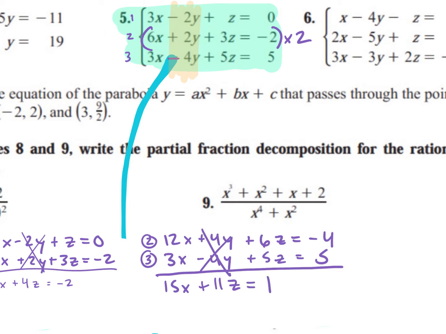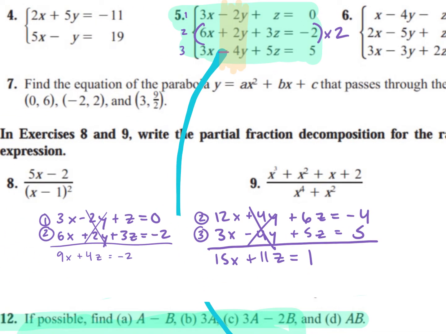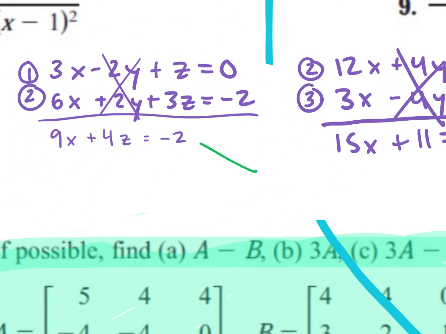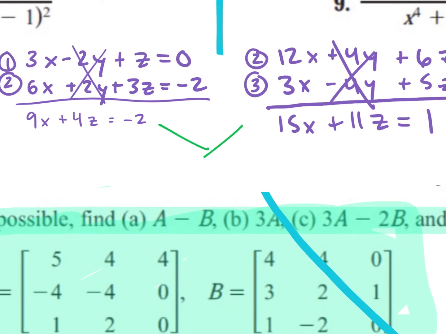What do I do next? You take your 2 new equations. I take the 2 new equations and combine those. What variable do I want to eliminate here?